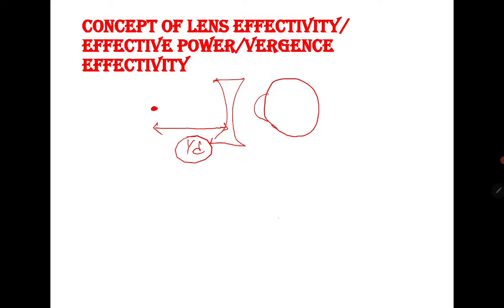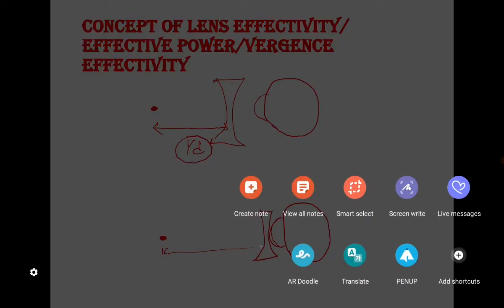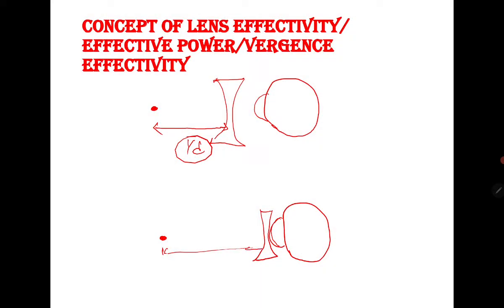So suppose this is the same eye, and we put a contact lens, a minus contact lens, attached to the cornea, then the far point is here. The distance between the secondary focal point and the contact lens increases, so 1 by d decreases. So that's the concept of minus lens effectivity.